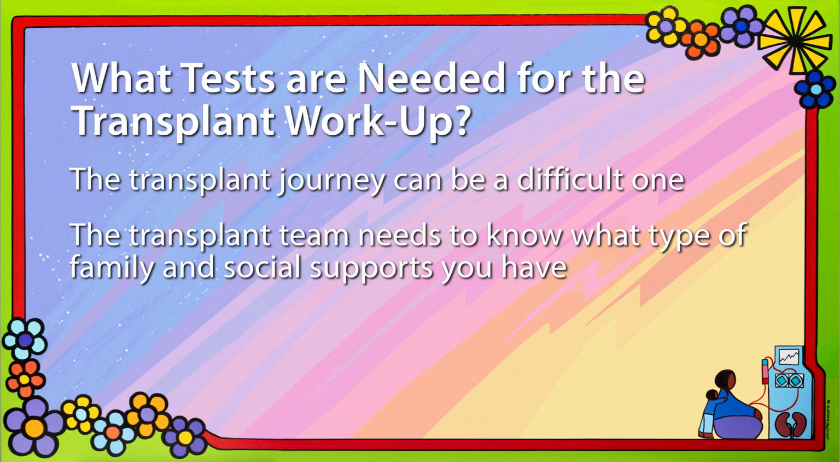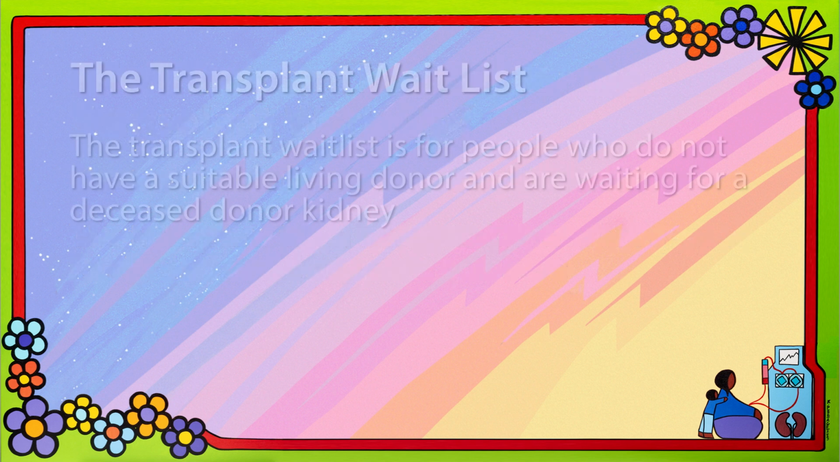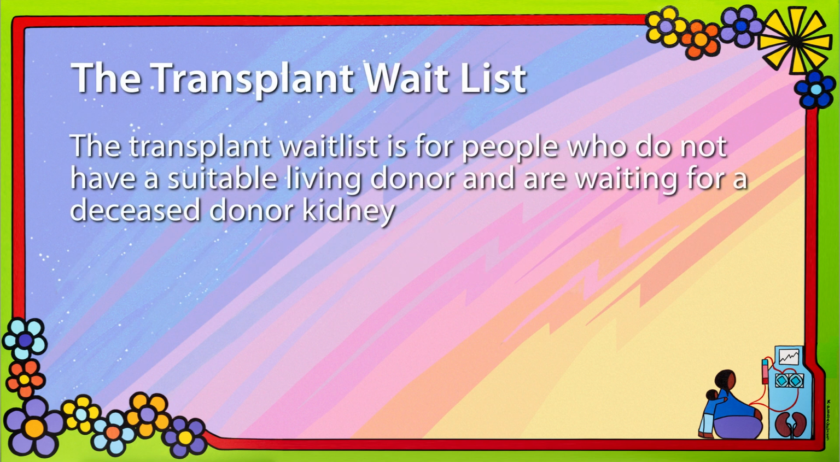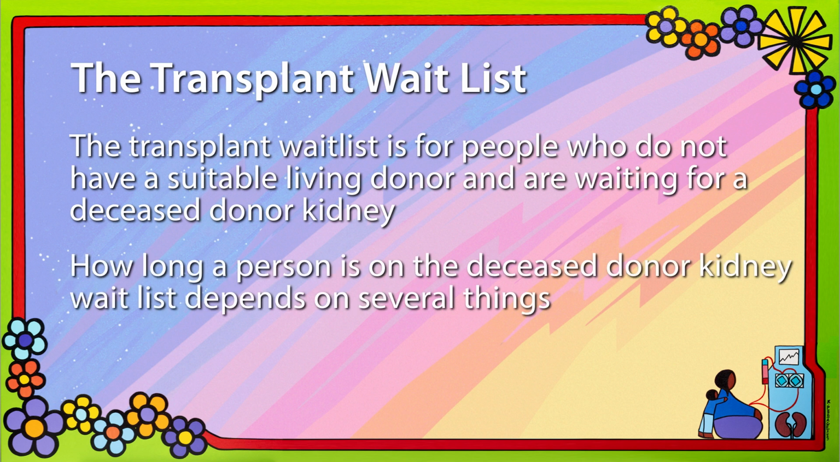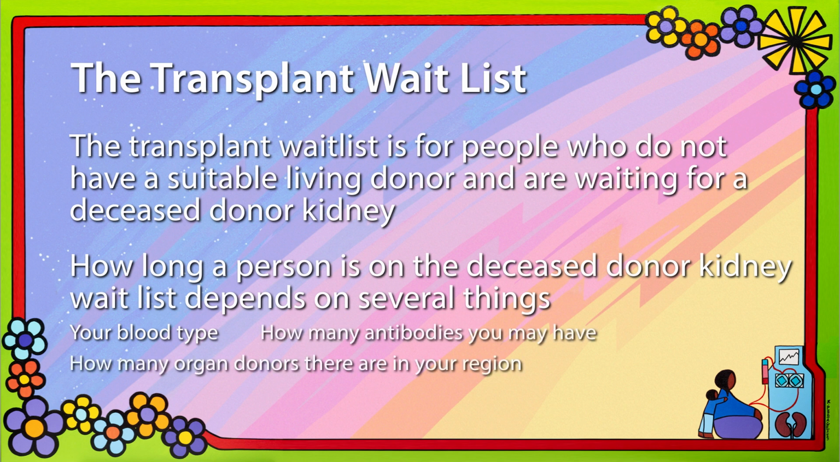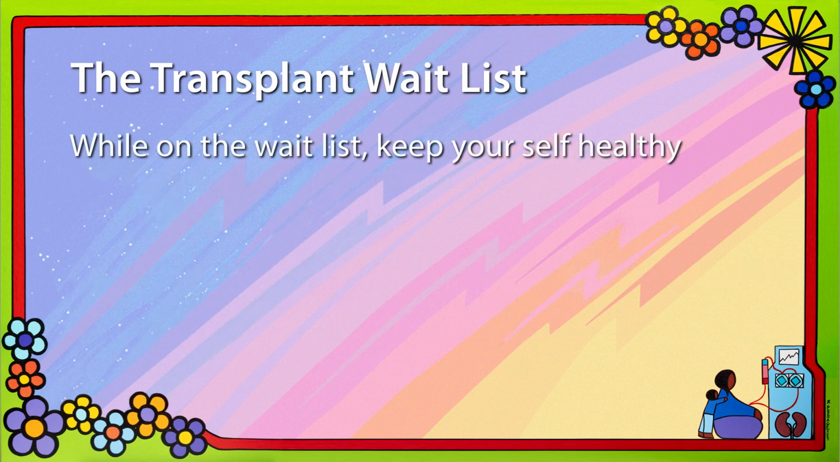Once the transplant workup is done and you are eligible for a kidney transplant, you will be placed on the transplant waitlist. The transplant waitlist is for people who do not have a suitable living donor and are waiting for a deceased donor kidney. How long a person is on the deceased donor waitlist depends on several things, such as your blood type, how many antibodies you may have, and how many organ donors there are in your region. It is therefore very important to continue to look after yourself while you are on the transplant waitlist.